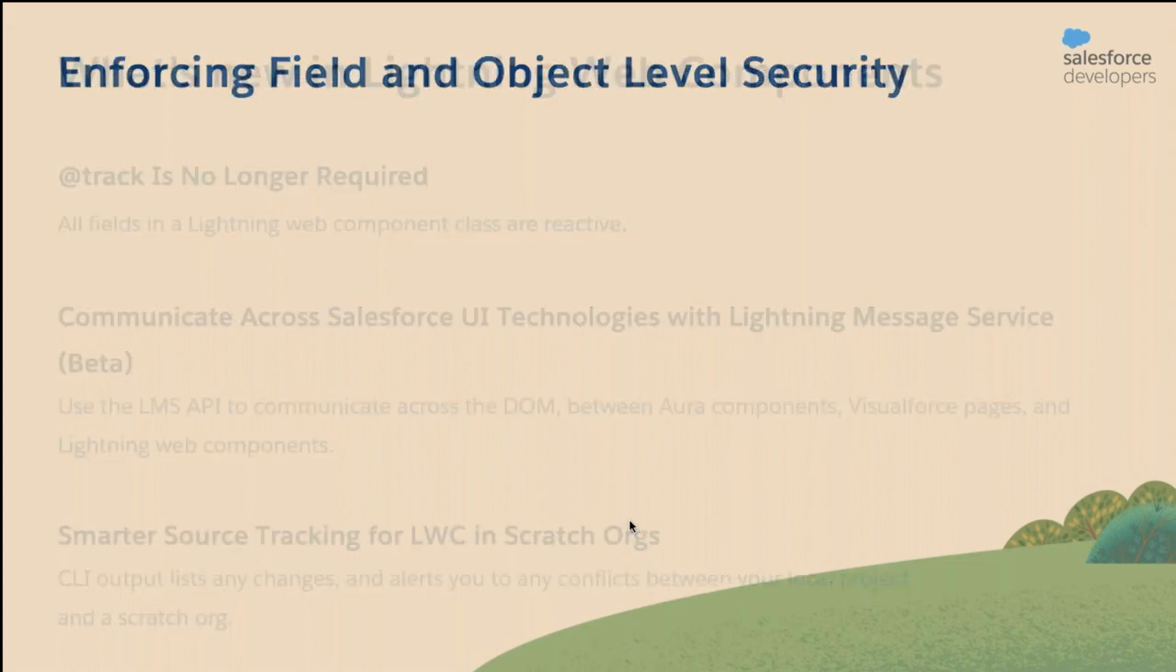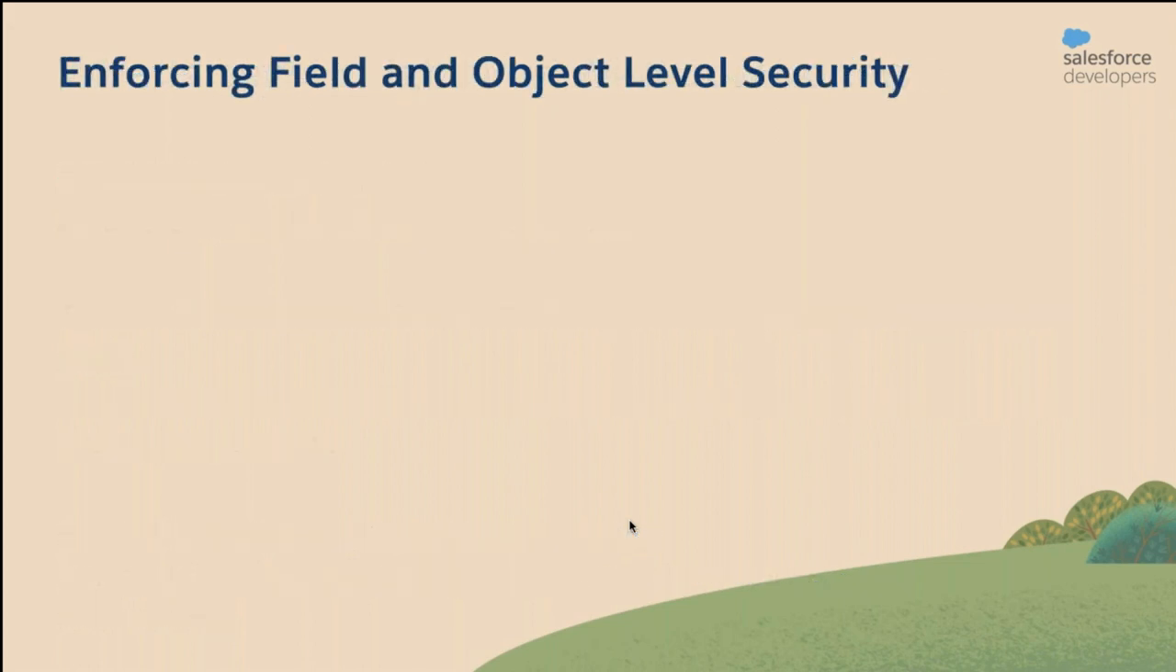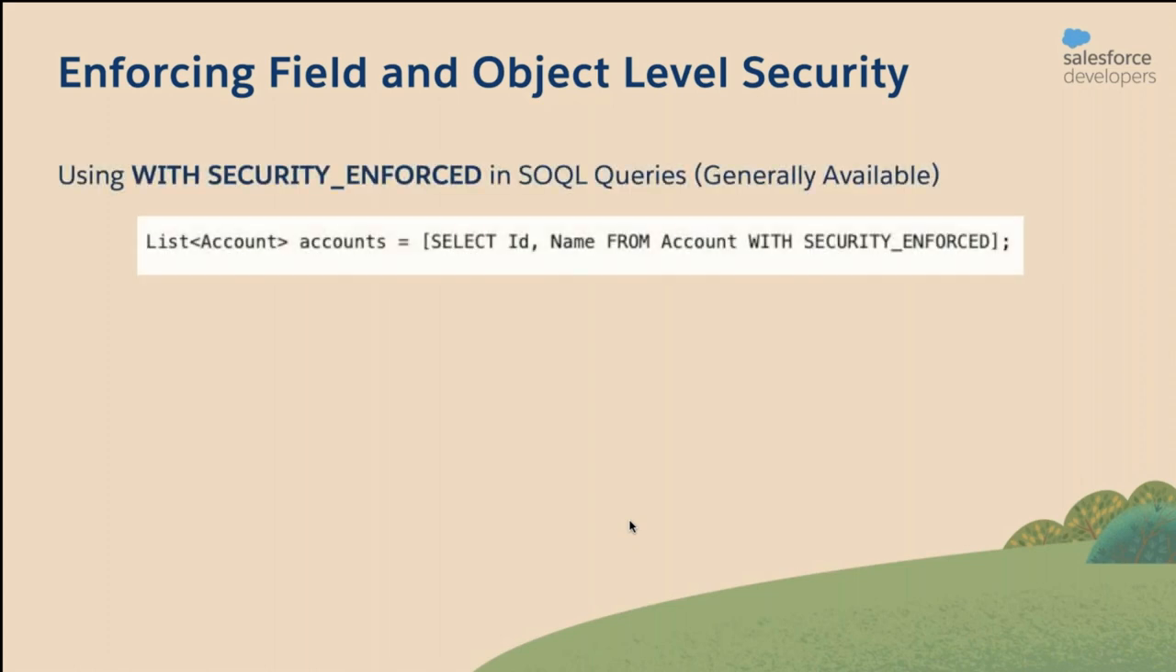Now, this is Lightning Web Components. And what about Apex? This is a significantly new development that has happened, which is going to reduce a lot of your time in security reviews and such, where you now have a new clause inside your SOQL query that you can put in order to enforce field and object level security.